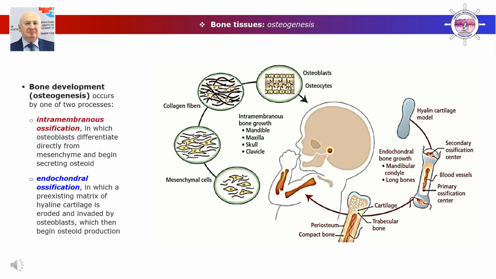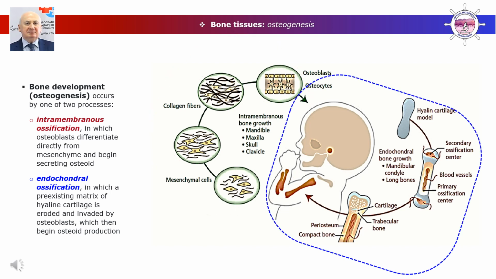Bone development or osteogenesis occurs by one of two processes. Intramembranous ossification, in which osteoblasts differentiate directly from mesenchyme and begin secreting osteoid. Endochondral ossification, in which a pre-existing matrix of hyaline cartilage is eroded and invaded by osteoblasts, which then begin osteoid production.